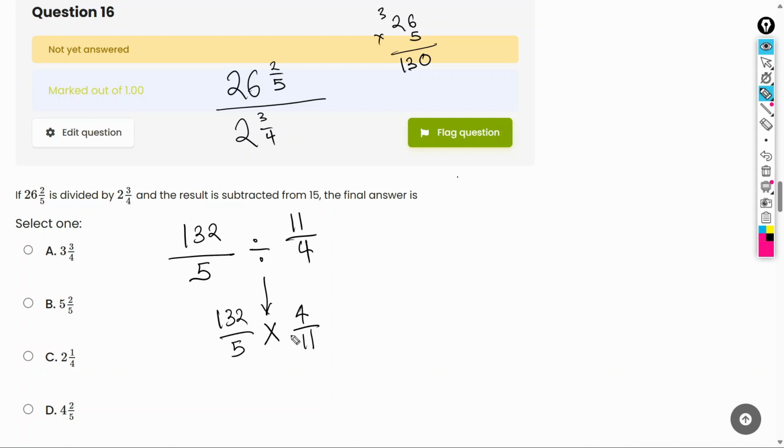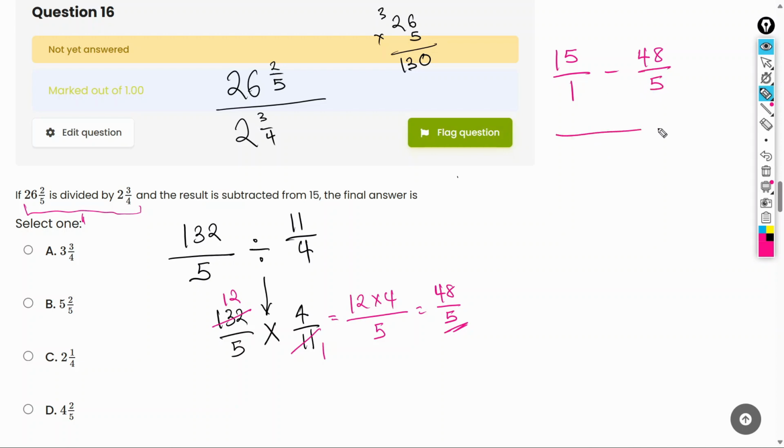Now, looking at this, 11 can go into both of them. 11 into 11 is 1. 11 into 132 is 12. So we have 12 times 4 over 5. 12 times 4 is 48. So we have 48 over 5. The question says that's the answer to this division. The question says we should subtract our result from 15. That's 15 over 1 minus 48 over 5.